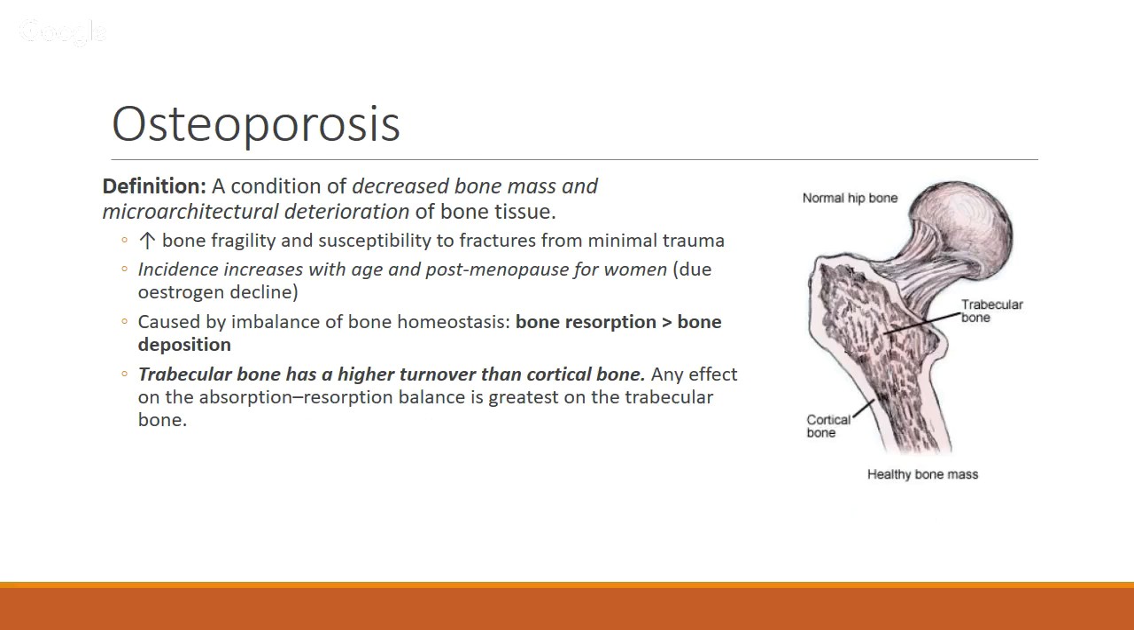Okay. So osteoporosis is basically caused by an imbalance between bone resorption and bone deposition. So you have greater bone resorption than bone deposition. And it occurs most in the joints with highest content of trabecular bone. And these bones are the hip, the wrists, and the lower vertebrae. These have the highest proportion of trabecular bone, so osteoporosis commonly affects these areas.